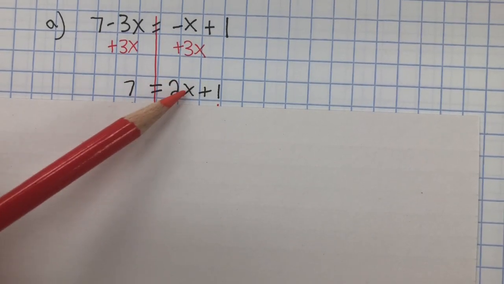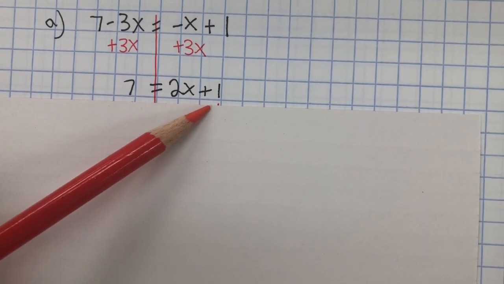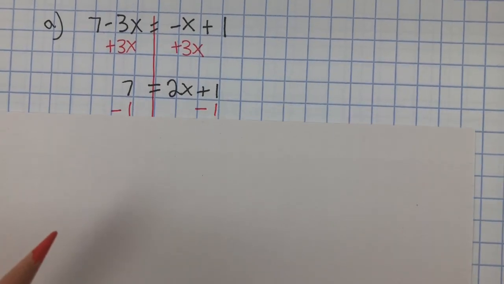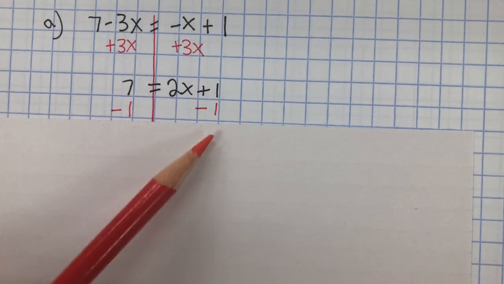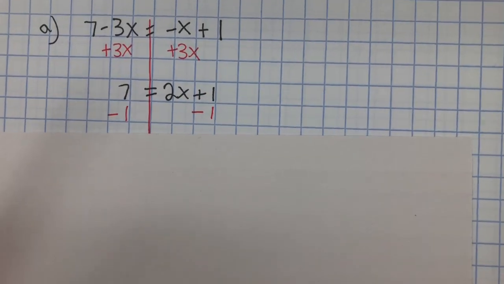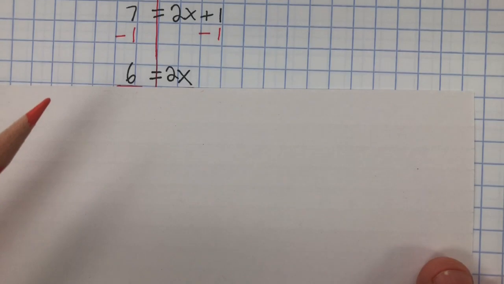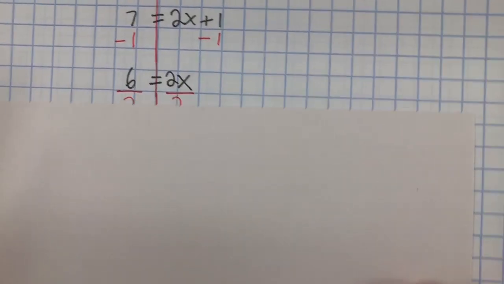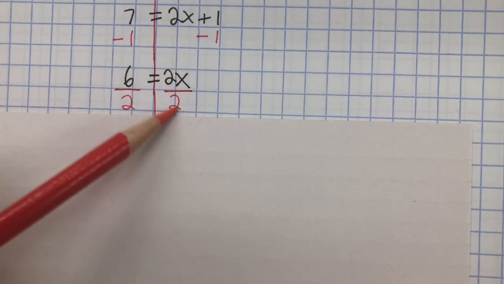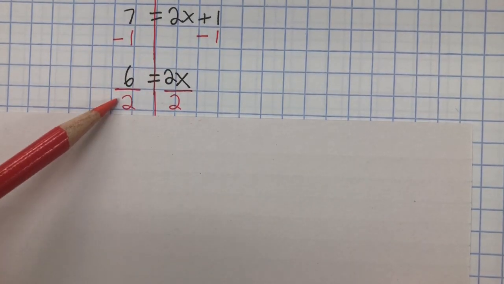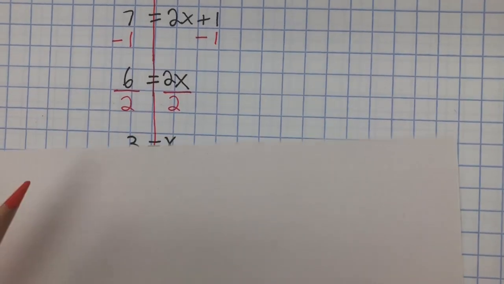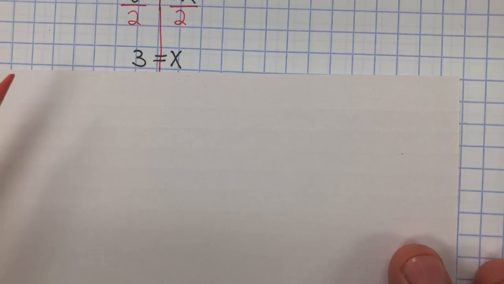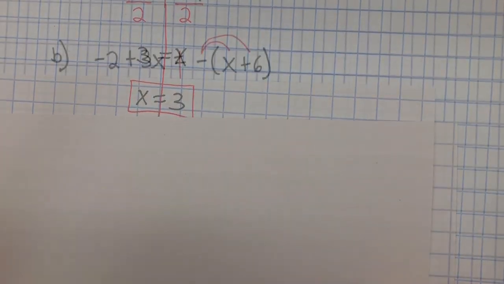Still don't have the variable by itself, so now I need to do the inverse property of addition, which is subtraction. And I'm going to subtract 1 from both sides, zero pair. 7 minus 1 is 6. Inverse property of multiplication is division. I'm going to divide both sides by 2. That creates the giant 1. What you do to one side, you do to the other. And we get 3 equals x. And the proper way of writing this would be x equals 3.